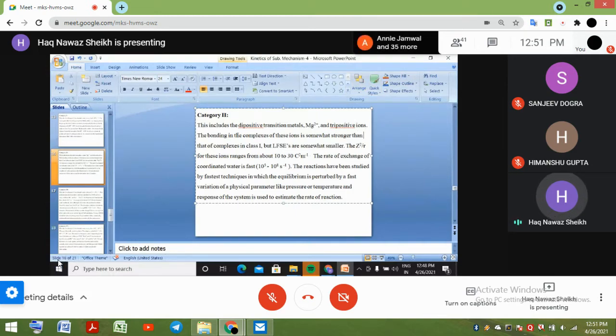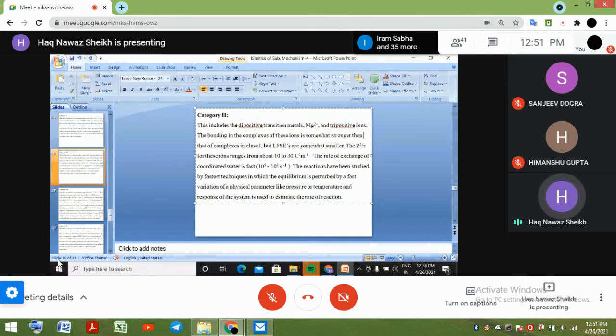And also some tripositive ions. The bonding in the complexes of these ions is somewhat stronger than that of the complexes in the first class, but crystal field stabilization energies are somewhat smaller. The charge Z squared by r for these metal ions ranges from 10 to 13 coulomb squared per meter. The rate of exchange of the coordinated water is fast, that is 10 raised to the power minus 5 to 10 raised to the power 8 per second. The reactions have been studied by fast techniques in which equilibrium is perturbed by a fast variation of a physical parameter like pressure or temperature, and then the response of the system is used to estimate the rate of the reaction.